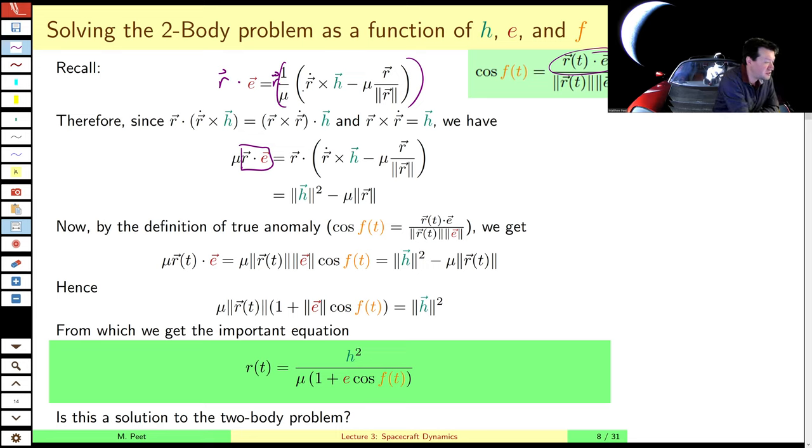So first bit here, r dot h. There's another geometric property of the cross product, which is that it sort of commutes with the dot product: a dot b cross c is equal to a cross b dot c. It's a useful property of the cross product and dot product, which allows us to stop crossing r dot with h, and instead cross r with r dot. So when we get r cross r dot, what is that? That's r cross v, which is by itself angular momentum. And so now we have angular momentum dotted with angular momentum, which is of course just equal to the magnitude of angular momentum squared.